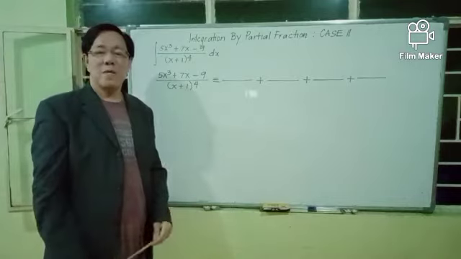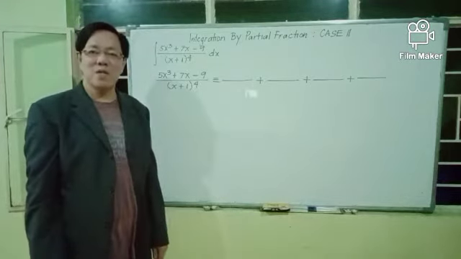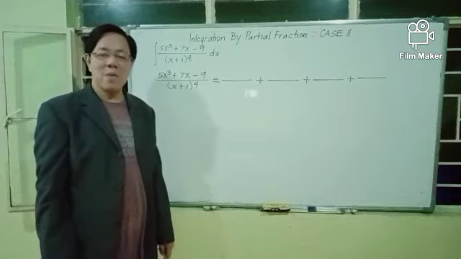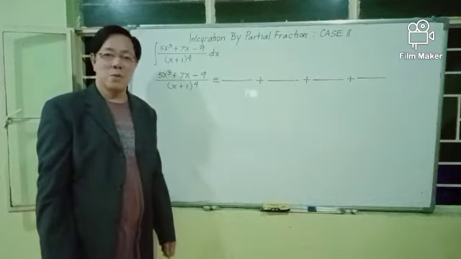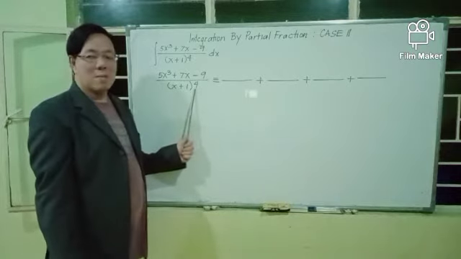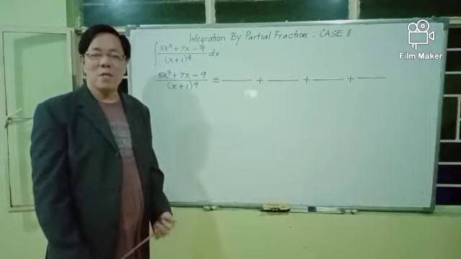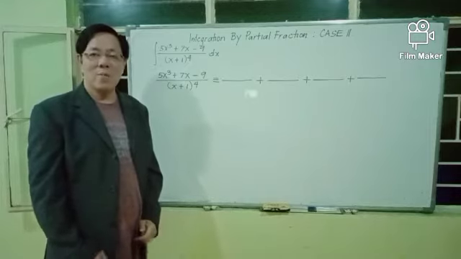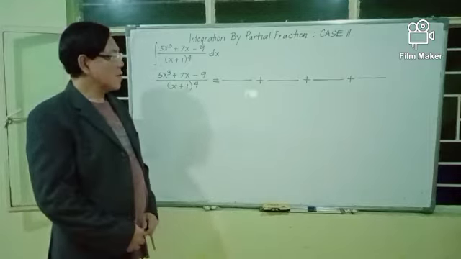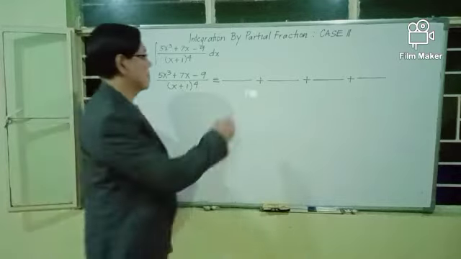The number of linear factors in both cases 1 and 2 of integration by partial fraction indicates the number of constants that we have to use. Here, the linear factor x plus 1 is repeated 4 times. That means we have to use 4 constants denoted by capital letters of the English alphabet. And for this example, I will use A, B, C, D.